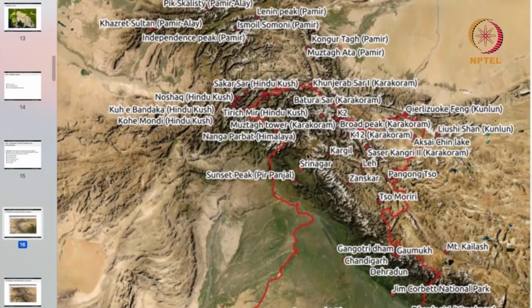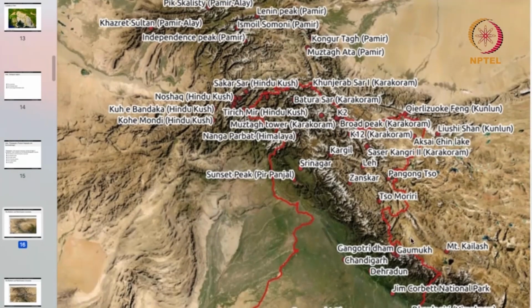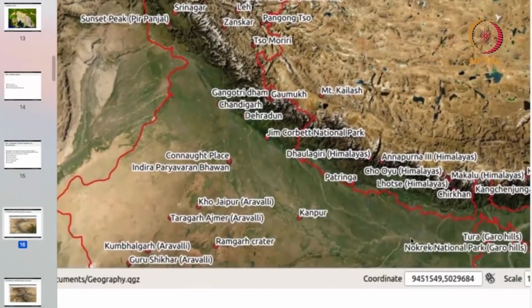Then we have the Himalayas that move like this. So the Himalayas begin at the Nanga Parbat. So this is the western edge of the Himalayas. Here we have the Pir Panjal range with the Sunset Peak. So this is to the south of Srinagar. Here we have other prominent locations like Kargil, Leh, Zanskar. This is the Somoriri Lake. This is the Pangong So Lake. Here we have Mount Kailash.